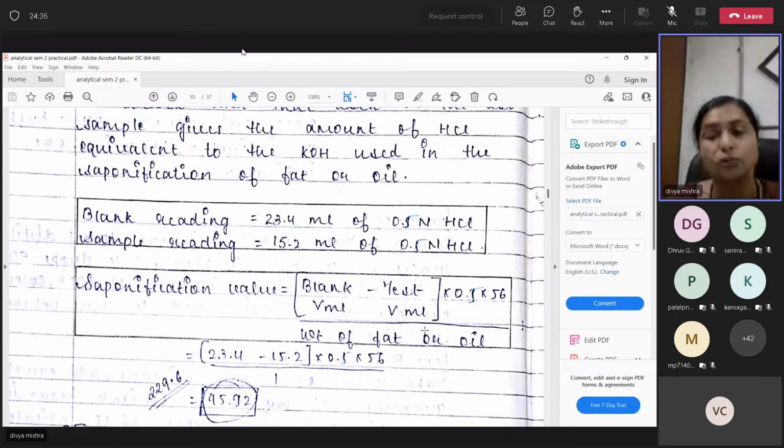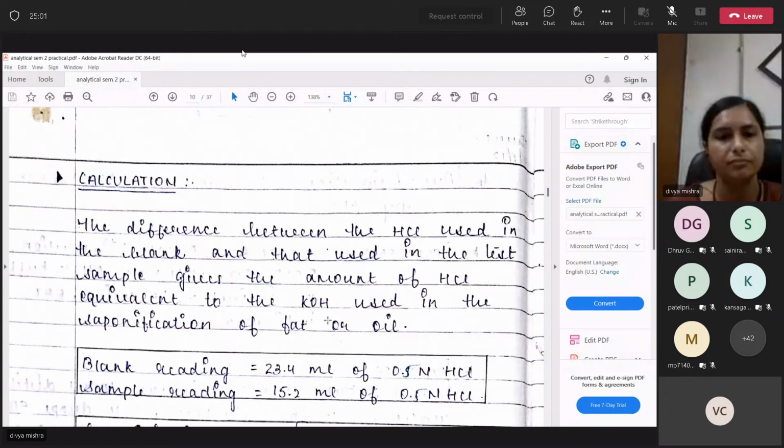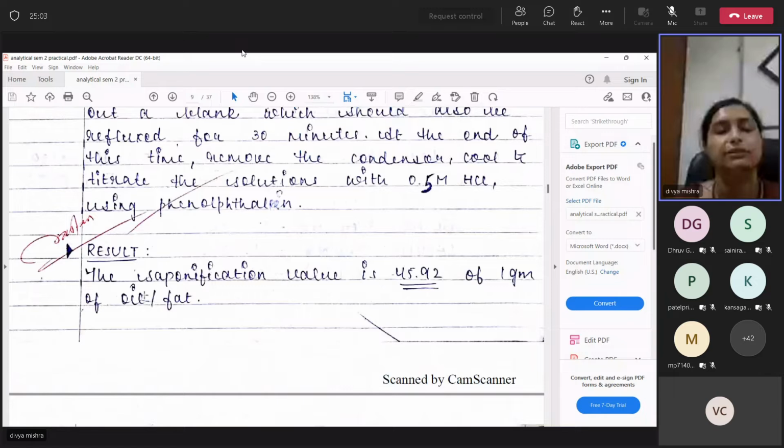You have to consider that though we are taking one, practically that may be a different value, that may be near to 1 or that may exceed 1 in terms of decimal. So like this we will calculate, and here it is coming out something like 45.92. So we will report it as the saponification value is 45.92 for 1 gram of oil and fat.